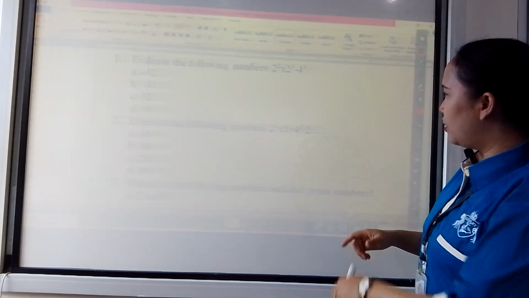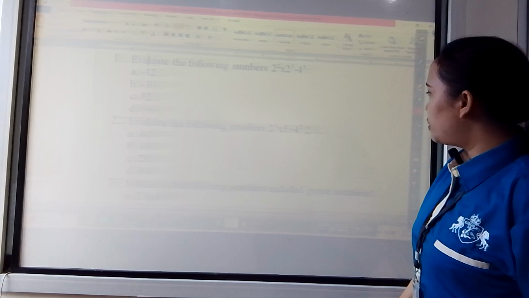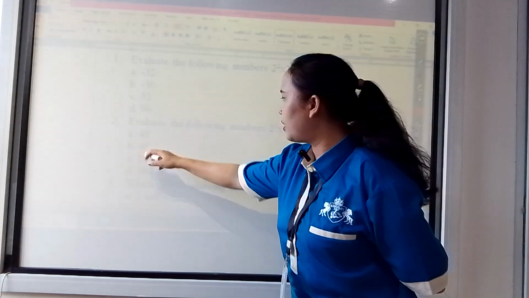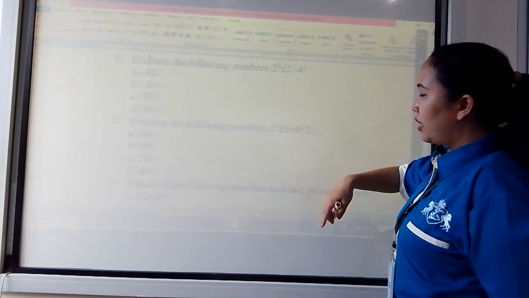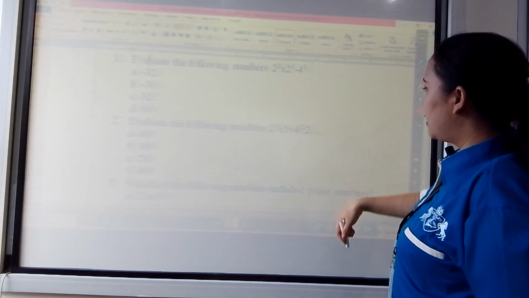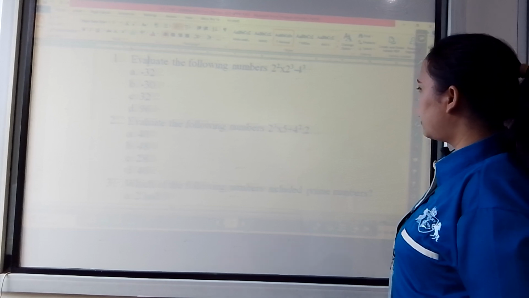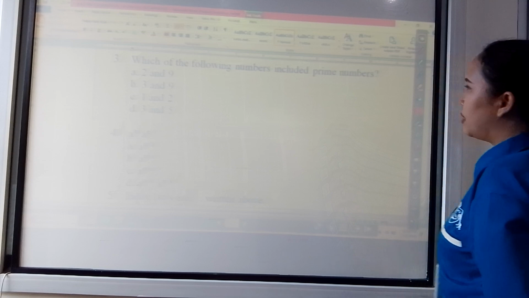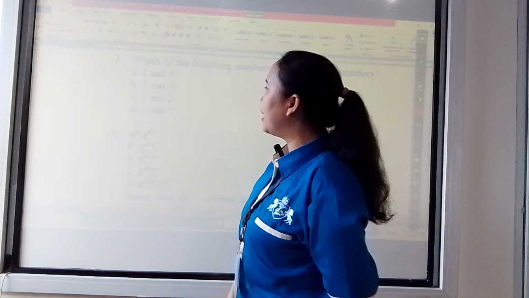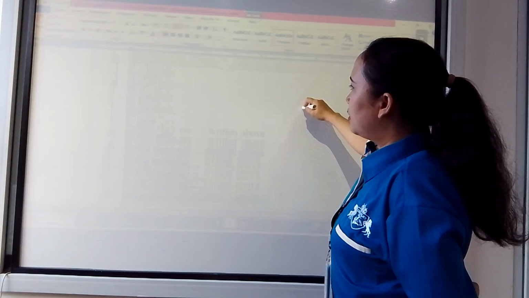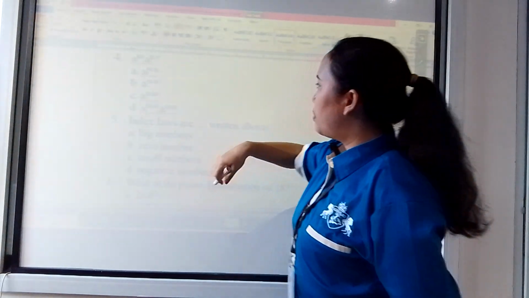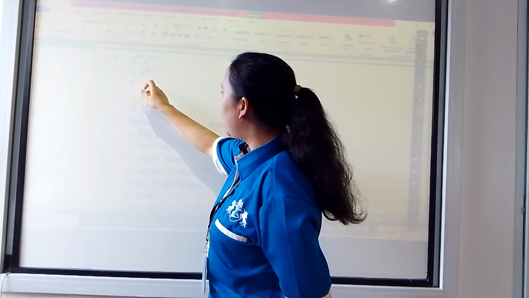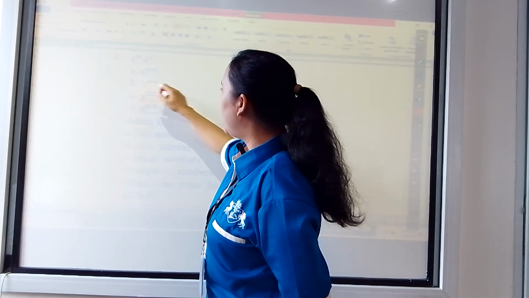Okay, number 2, evaluate the following numbers: 2 cubed times 5 plus 4 squared divided by 2. So the answer is 48. Yes, 48. Next, which of the following numbers include prime numbers? It is D, 3 and 5. Next, a to the power of m divided by a to the power of n. If it is division, we choose B. We subtract the exponents, so a to the power of m minus n.